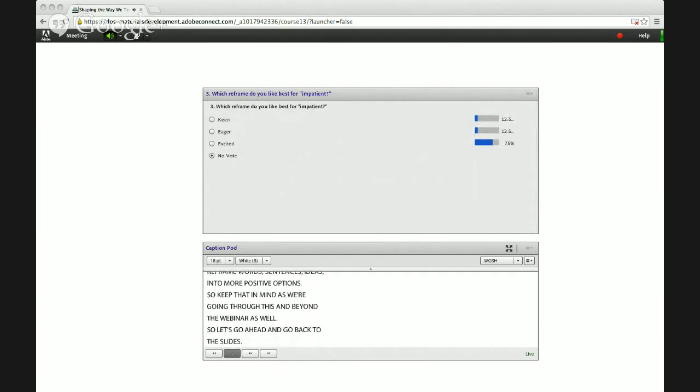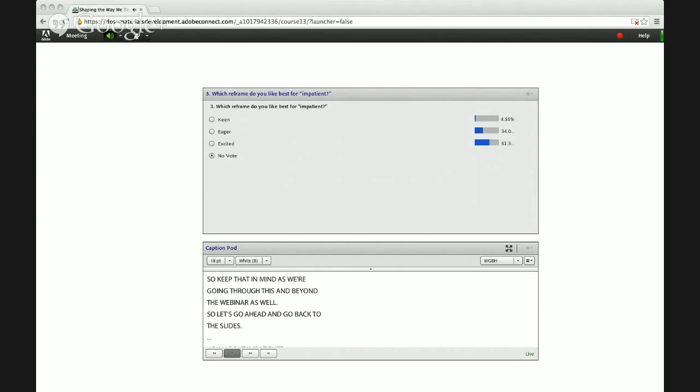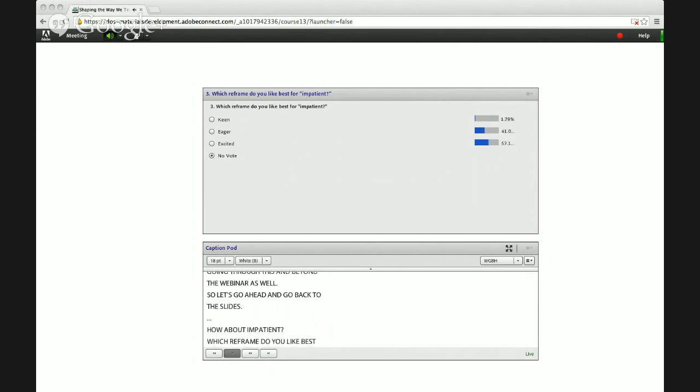How about impatient? Which reframe do you like best for impatient? Keen, eager, excited.